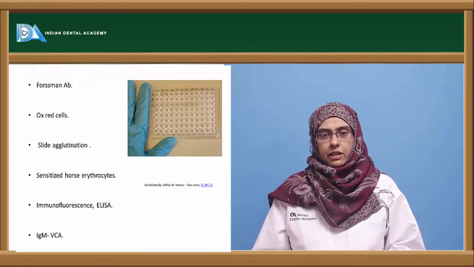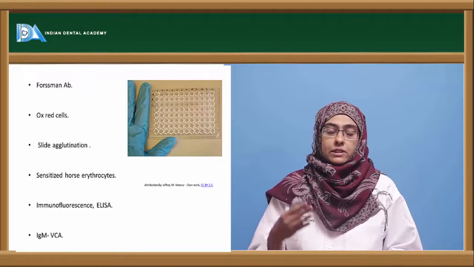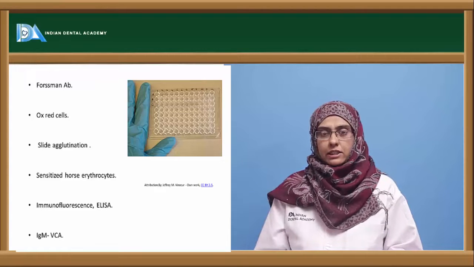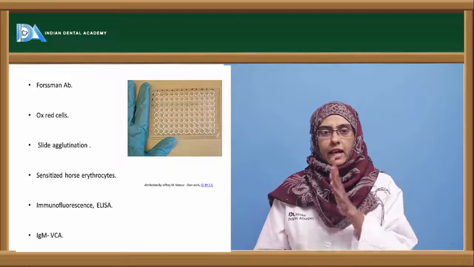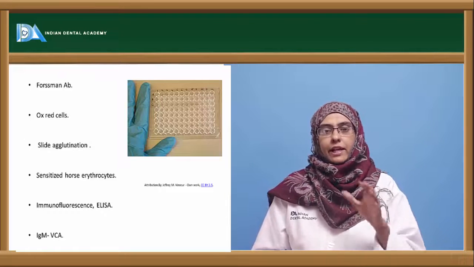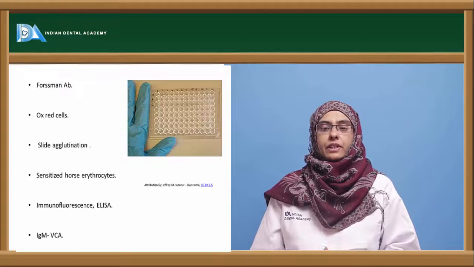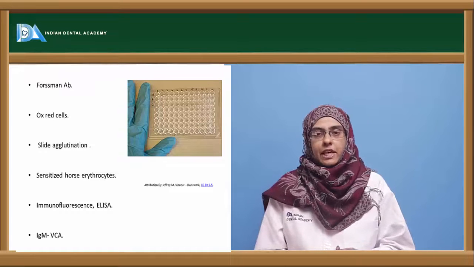And apart from that, in the slide agglutination test, we can use the sensitized horse erythrocytes to identify this particular disease. Now in this particular disease, you can see the presence of the heterophile antibodies. So this makes it difficult to identify the disease, and hence the Paul Bunnell test is more specific to identify the infectious mononucleosis antibodies, which are usually inactivated.